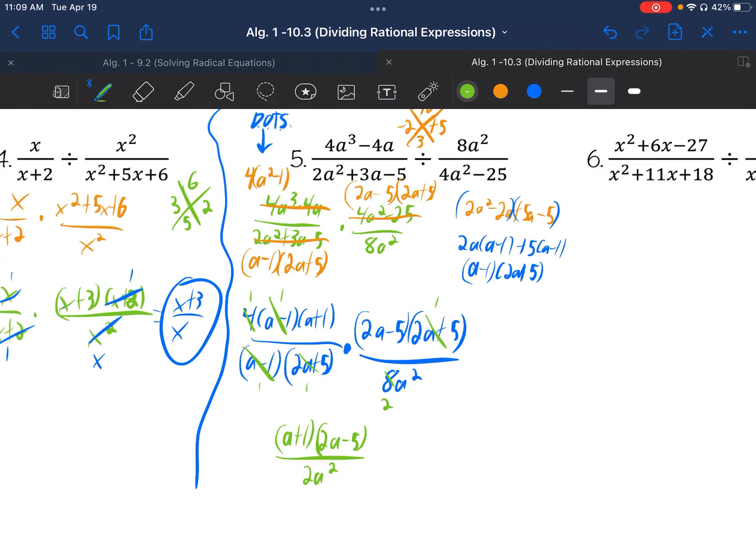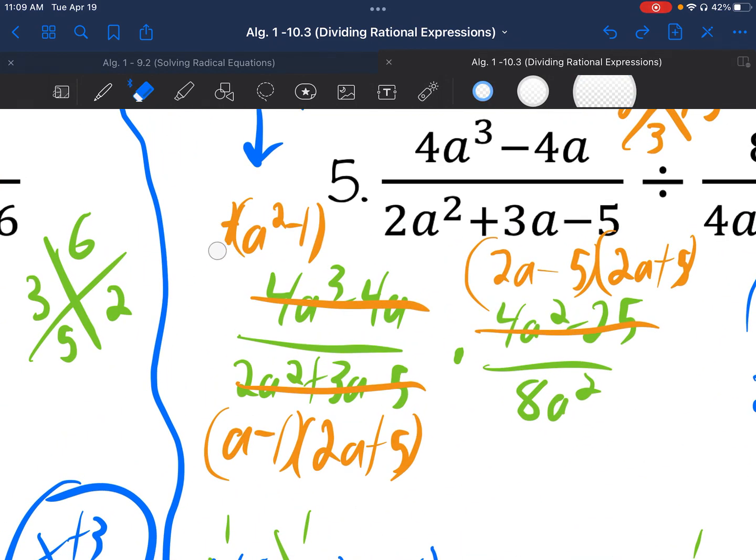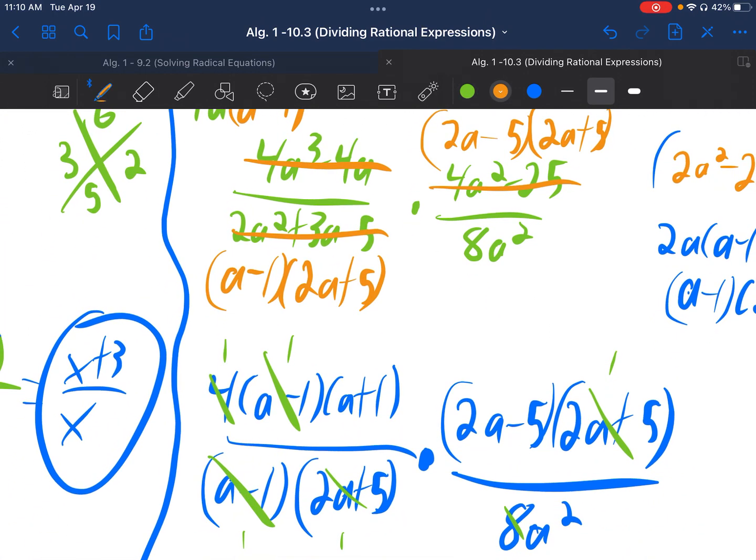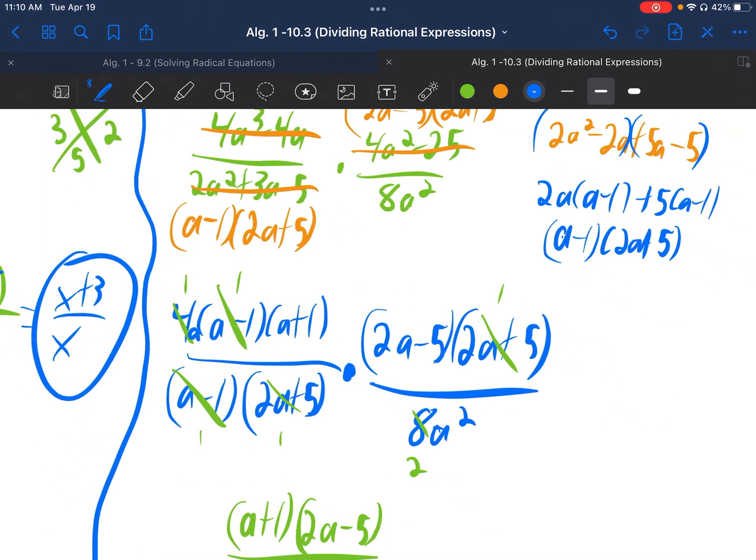Oh, my apologies. Earlier, when we factored out this GCF as 4, it should have been 4a. Let me go back and fix that. So what that does is a trickle down, and you might have caught this way before and you've been confused this whole time. And if that's you, I'm sorry. So that'd be 4a.